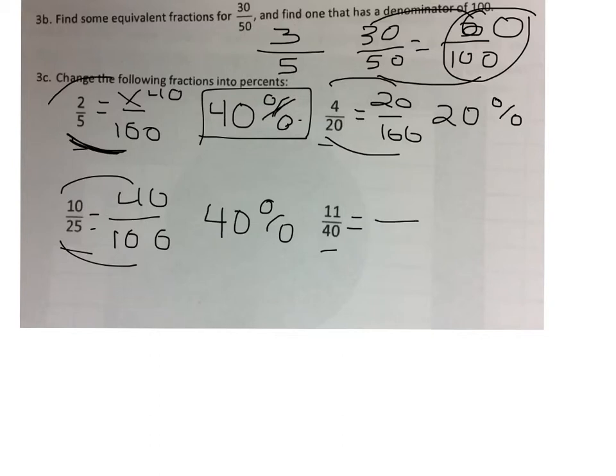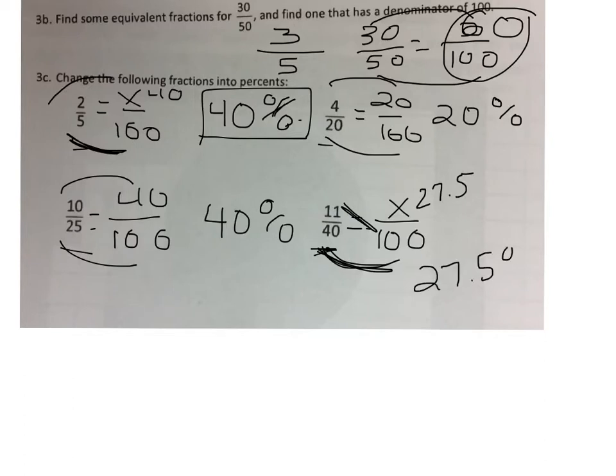This one is going to be a little trickier. I can still make the bottom number 100, but here's the problem. I have no idea how many 40s, 40 times what gives me 100. So when it's not super obvious, remember the other way we can solve all problems is we can multiply these numbers diagonally. So I'm going to take 11 times 100, which is 1100, and then divide by the other number. So I'm going to divide by 40, and you can do this using a calculator. The answer is 27.5 out of 100, which means it's going to be 27.5%.